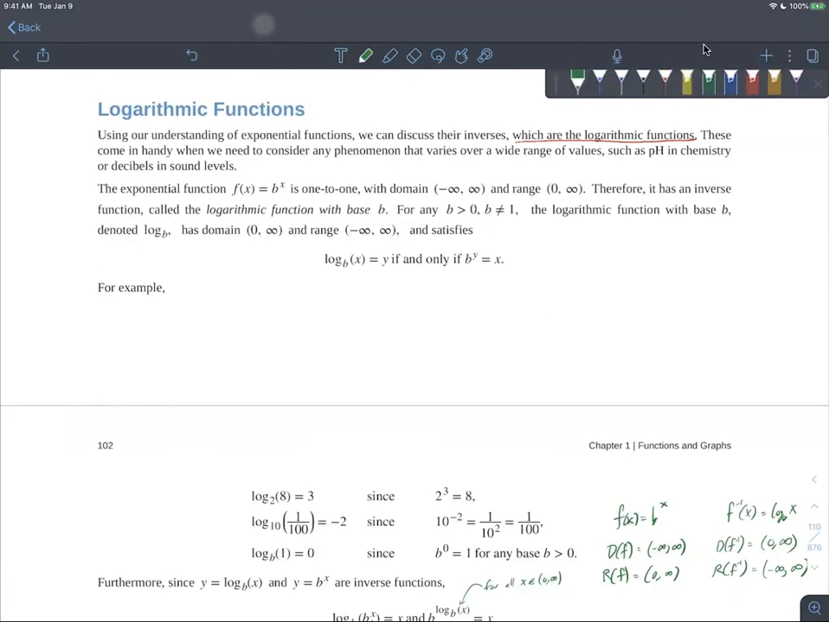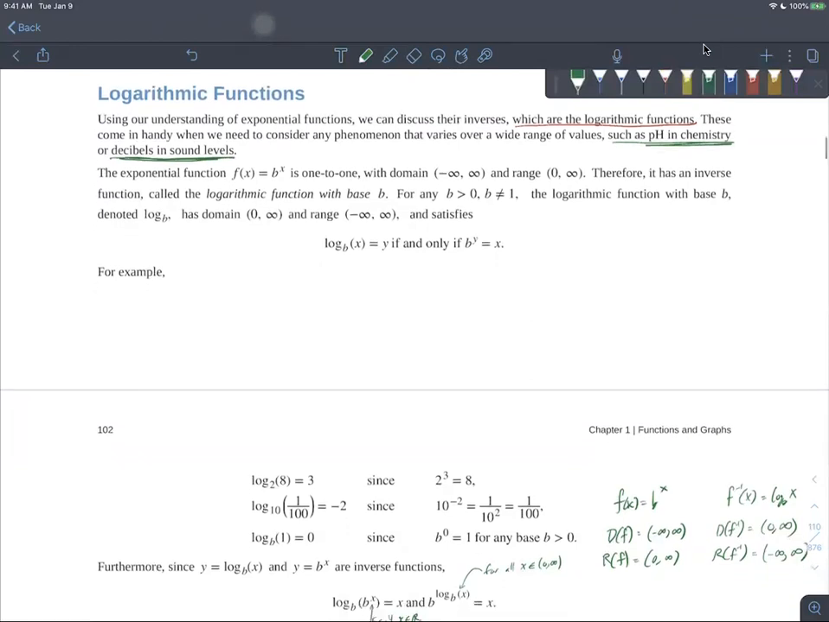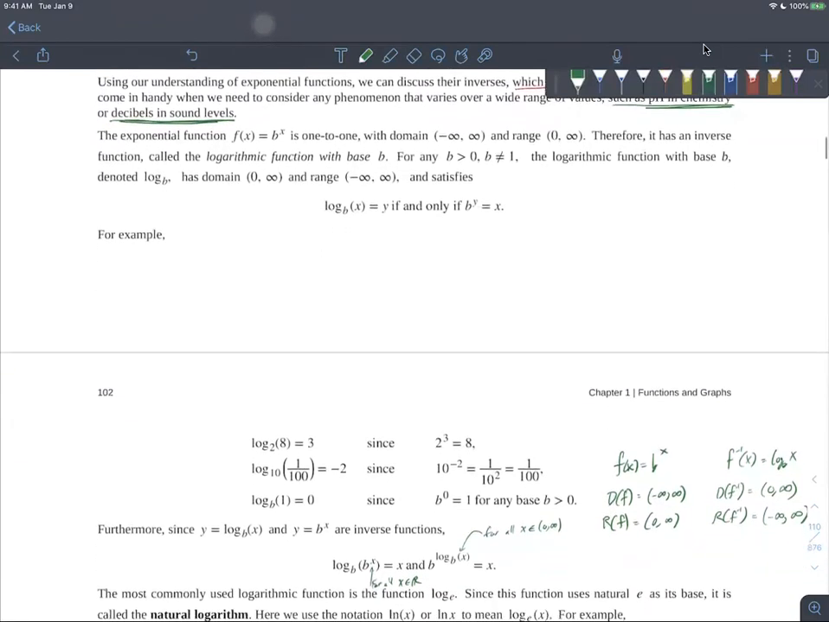as, whoa, sorry about that. My pencil got away from me. Such as pH values in chemistry or decibels in sound levels. There's an example at the end of this, later on in this section.